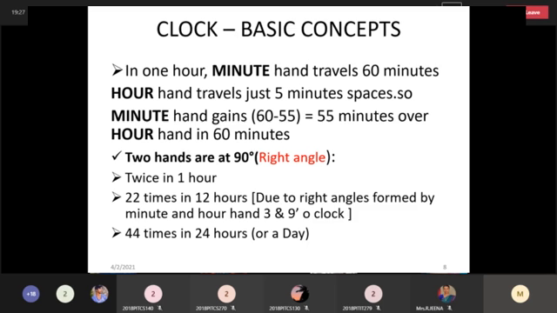The two hands are at 90 degree. What could be the conditions at a right angle? It will be twice in 1 hour and 22 times in 12 hours. That means a right angle forms between the minute hand and hour hand at 3 o'clock and 9 o'clock. It is 44 times in 24 hours, a day. So the two hands are at 90 degree at right angle twice in 1 hour, 22 times in 12 hours, and 44 times in 24 hours, a day.